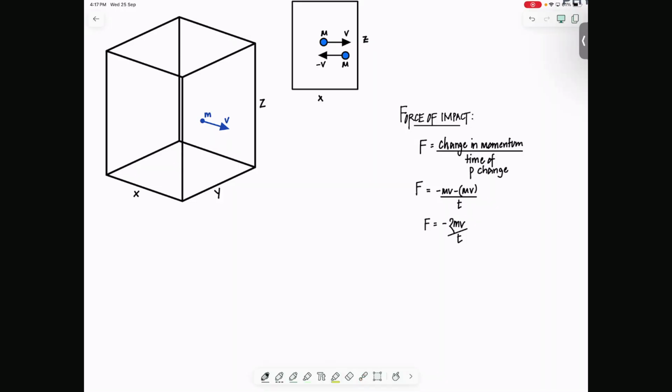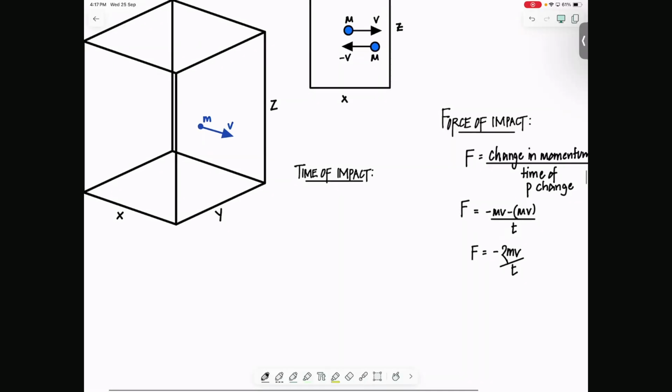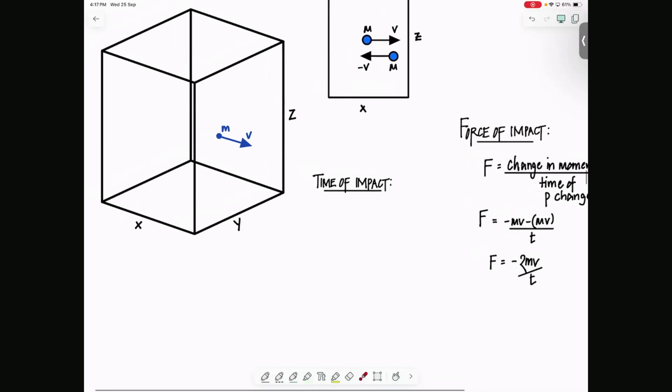So how do we find time? Time has its own derivation. The time of impact is an unrealistic approach, but it works. So see how they do it. They assume, and listen carefully, it's very easy to get lost here, that the impact with this wall is this whole thing.